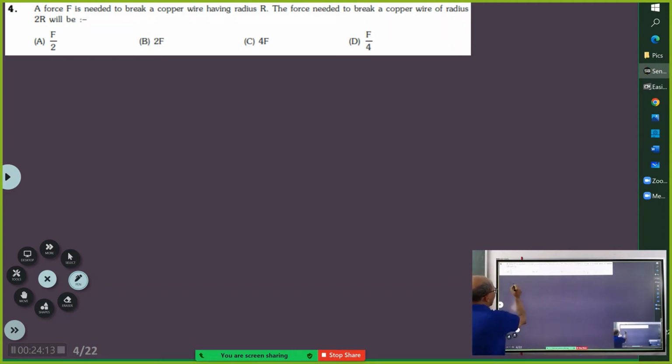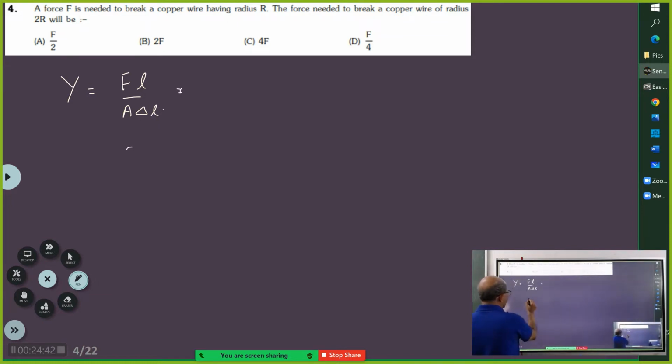The Young's modulus is common, isn't it? Young's modulus of copper is the same. How do you represent Young's modulus? By capital Y. So capital Y will be equal to FL by A into delta L, correct? So here in both the experiments, the F is something that you have to see.